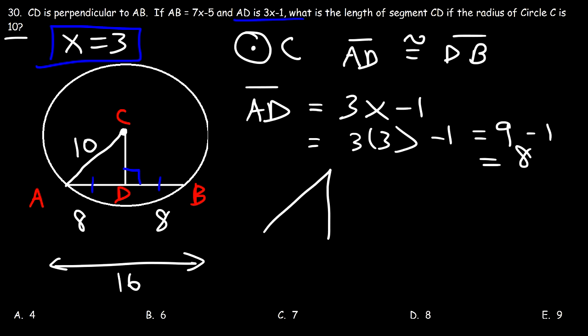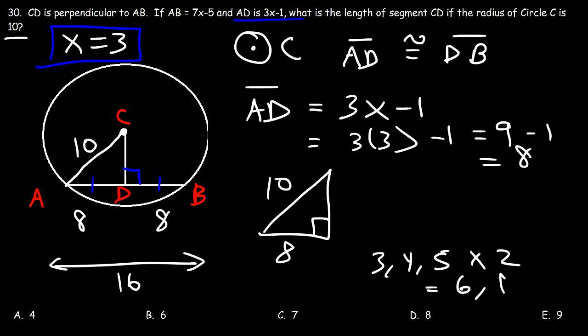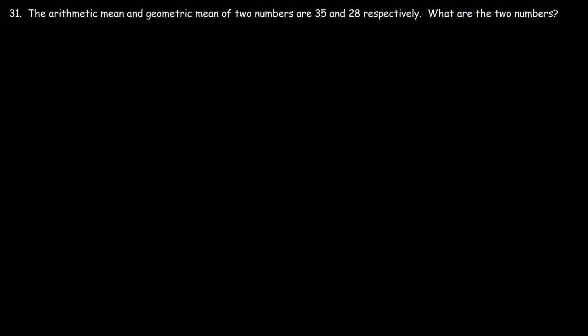And notice what type of triangle we have. This is related to the 3, 4, 5 triangle. If we multiply it by 2, this will give us the 6, 8, 10 triangle. So the missing side is 6, which is CD. And so that's how we can calculate the length of segment CD. It's equal to 6, which means that B is the answer.